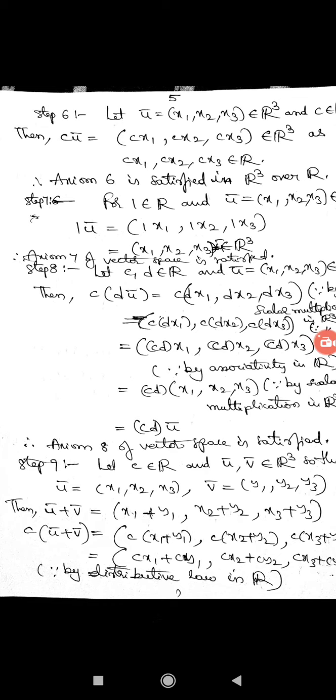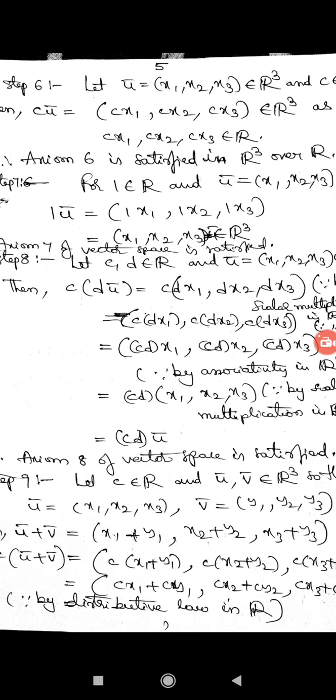Now it's the turn of step 9. Step 9 means the distributive laws we want to verify now in the set R3 over R. Let us take a scalar c from R and two vectors u bar, v bar from R3. As u bar, v bar are in R3, they are ordered triads, and hence I have taken u bar equal to x1, x2, x3, and v bar equal to y1, y2, y3. Now u bar plus v bar is equal to x1 plus y1, x2 plus y2, x3 plus y3.